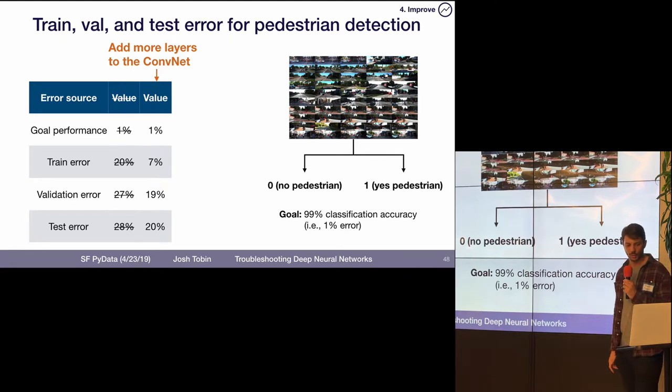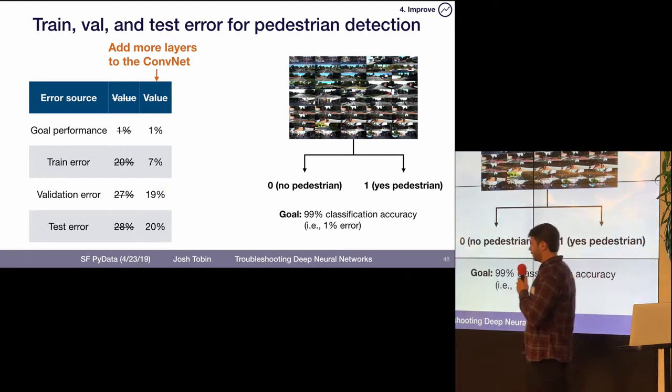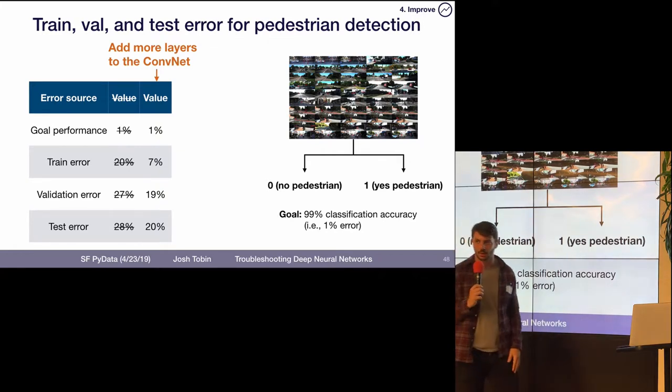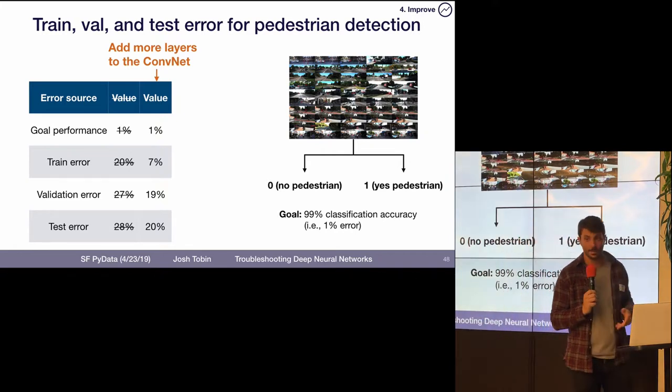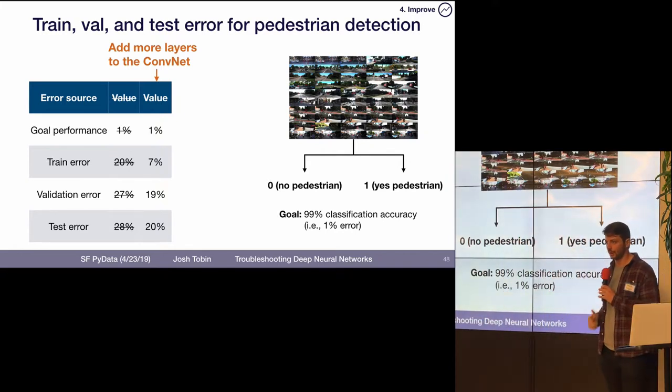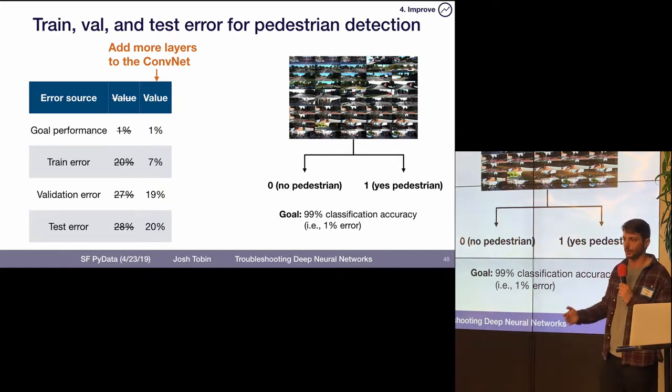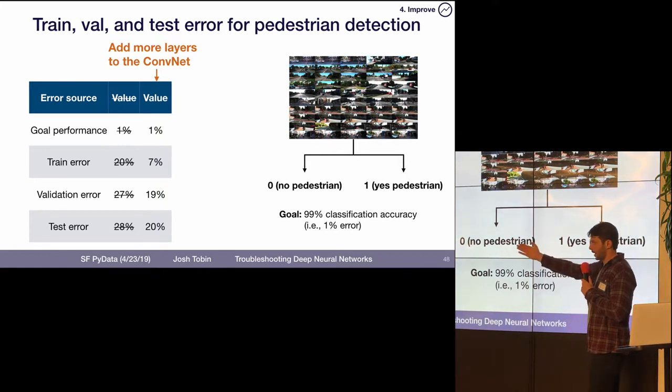And to come back to our running example, say that when we trained our initial model, we had a big gap between our training error and our goal performance. So this tells us that we're pretty severely underfitting our training set. The first thing that we might try is just adding more layers to the convnet, and that might drive our training error down.